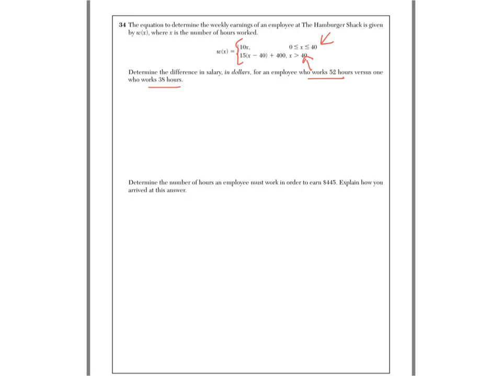So since 52 hours is greater than 40, I'm going to substitute that into the second equation, 15 times x minus 40 plus 400. Substitute 52 in for x and do the math.